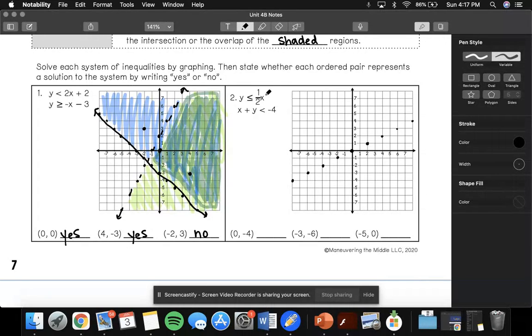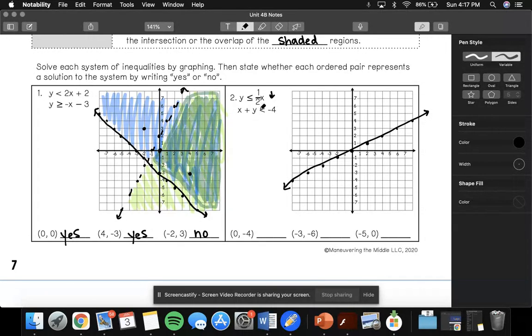And then I notice that it is less than or equal to, so I'm going to do a solid line. And the way I'm going to do this is I'm not actually going to shade quite yet. It's important to know which direction I'm going to shade. y is less than or equal to, so I know I'm going to shade down, but I'm not actually going to shade quite yet. I'm just going to visualize it in a minute.